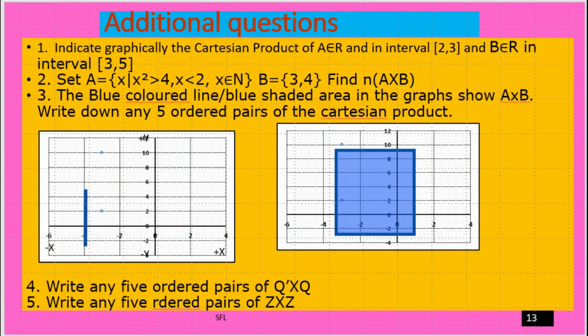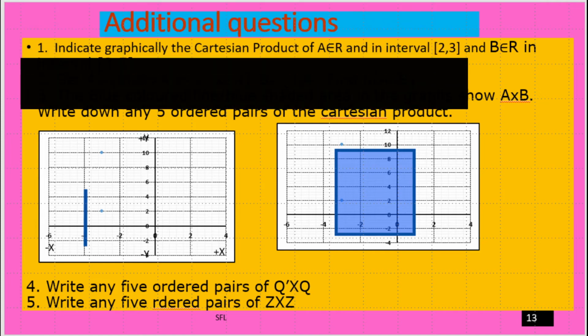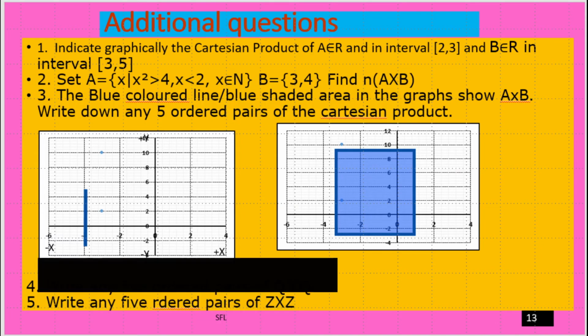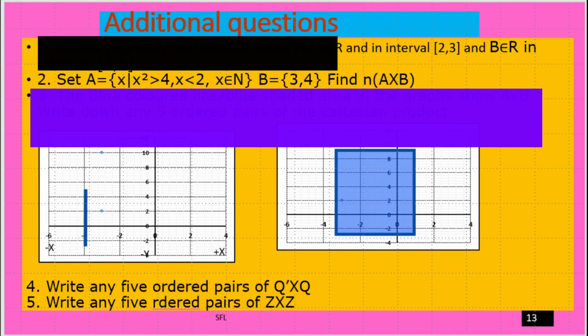Let us see some additional questions. Question number 1. Indicate graphically the Cartesian product of A belonging to R in the interval [2, 3] and B belonging to R in the interval [3, 5]. Question number 2. Set A equals the set of x such that x square greater than 4, x less than 2, x belonging to N. B equals {3, 4}.